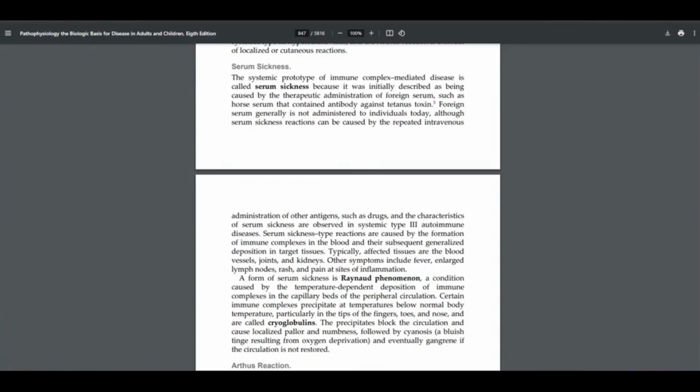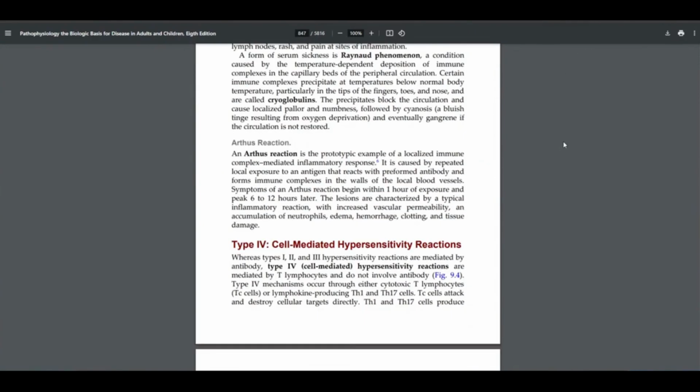Serum sickness type reactions are caused by the formation of immune complexes in the blood and their subsequent generalized deposition in target tissues. Typically, affected tissues are the blood vessels, joints, and kidneys. Other symptoms include fever, enlarged lymph nodes, rash, and pain at the site of inflammation.